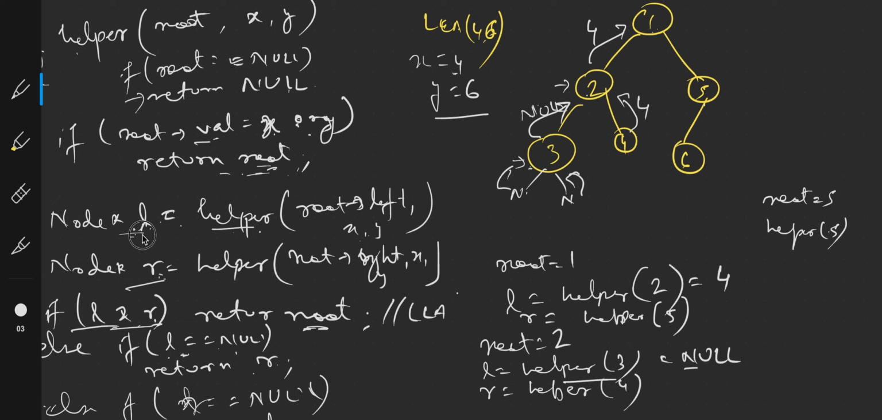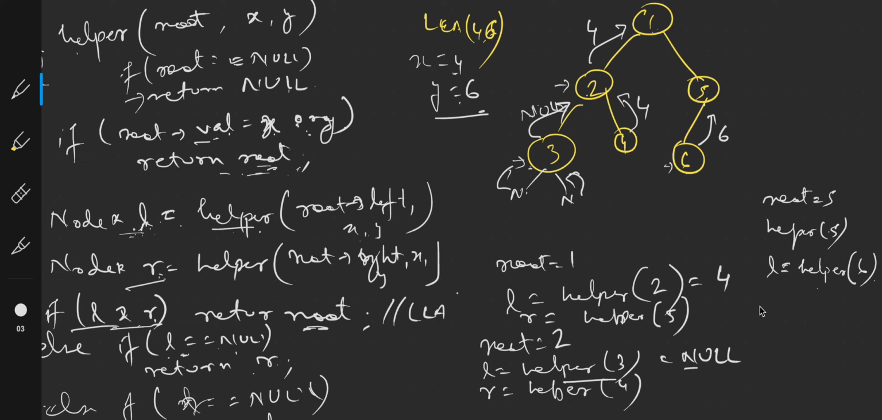Now we'll evaluate whether its left subtree has any of these elements or not. So we'll call L equal to helper 6, right? So now this has become the root. So root's value is equal to x or y. Yes, it is true because root's value is equal to 6. So it will return root. So it will return 6 back to 5.